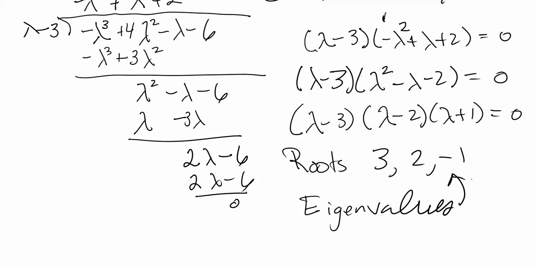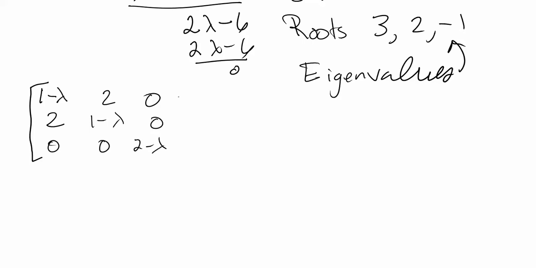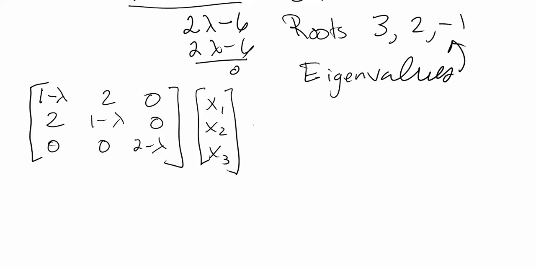Corresponding to each eigenvalue is an eigenvector, and now we'll begin the process of finding the eigenvector that corresponds to each of these eigenvalues. We're going to do this by taking minus lambda off the diagonal terms and solving a system of equations. So the system of equations that we're going to solve is always 1 minus lambda 2 0, 2 1 minus lambda 0, 0 0 2 minus lambda, and we'll want the 3 components of our eigenvector, and we set that equal to the 0 vector.